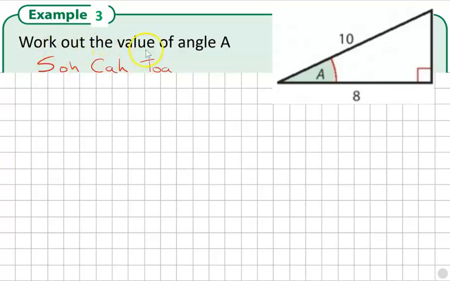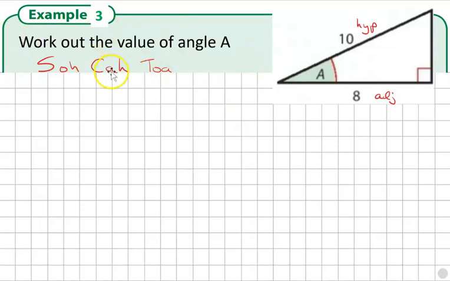So of SOH, CAH, and TOA, which one has A and H, adjacent and hypotenuse? And it is CAH. So we have to use CAH. We can't use SOH and we can't use TOA. We can only use CAH. So we have the adjacent and we have the hypotenuse. Just to note at this point, if you did want to find that third side, you would just use Pythagoras' theorem, and then you could use SOH, CAH, or TOA.